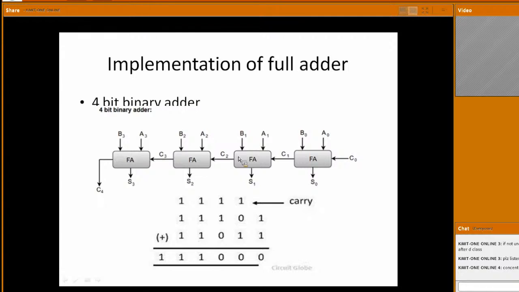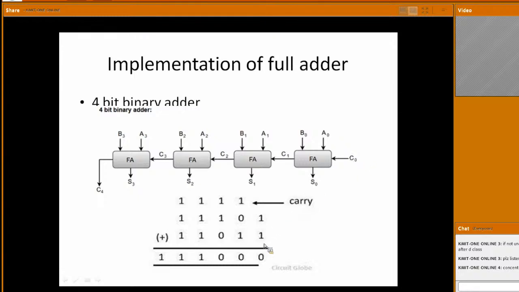Now we'll see. Let us consider that these are the two register bits. Assume that this is the A register. This is the content of register B. I want to perform the addition operation on these two registers A and B. See here. This is A0, A1, A2, A3, and B0 to B3. Initially, the value of C0 is 0.